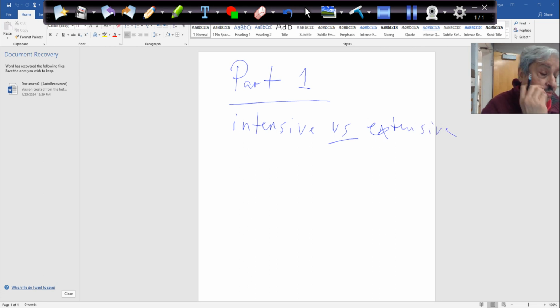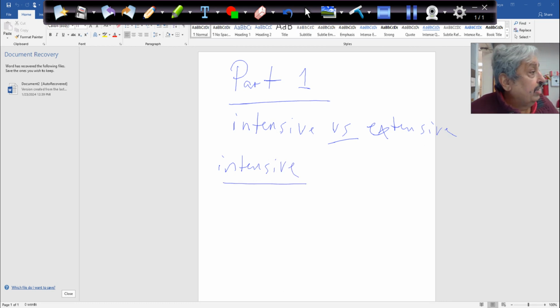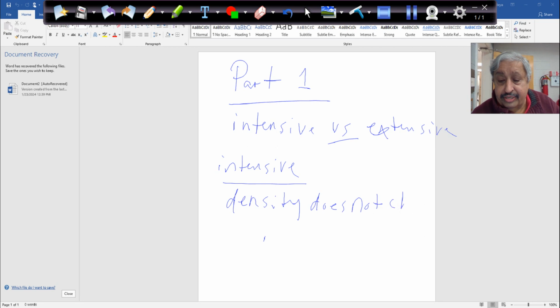So what's the difference between intensive and extensive? If I say intensive, what do I mean by intensive? It means that the value of the physical property of the system, which is density, does not change with changing amount. So density does not change with changing amount.